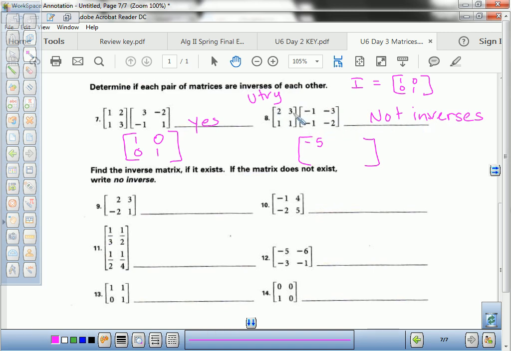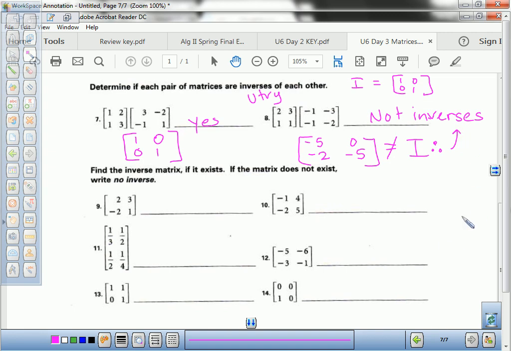If we finish it, we get -6 plus 6 is 0. And then we get -1 and -1 is -2. And then we get -3 and -2 is -5. So this is not the identity. So they're not, therefore, they're not inverses.